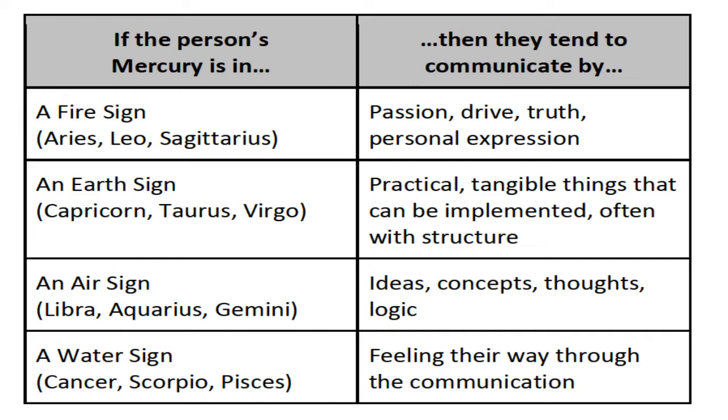One of the things that I realized is even though there's 12 Mercury signs, if we just pay attention to the elements that the Mercury could be, so fire, earth, air, and water, that will help us to navigate what it is that other people are thinking about in their communication.